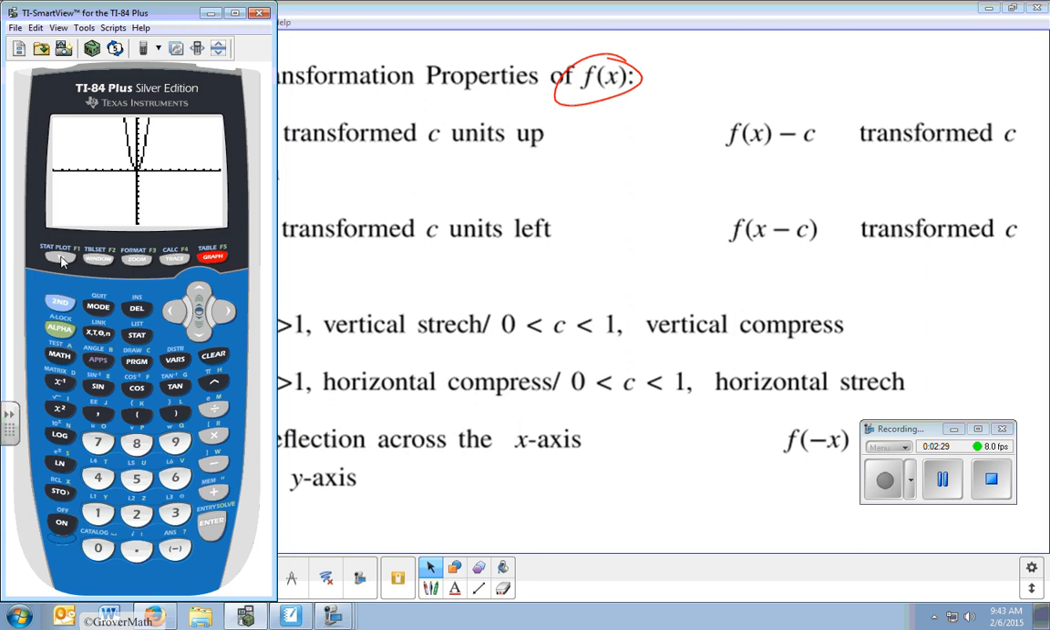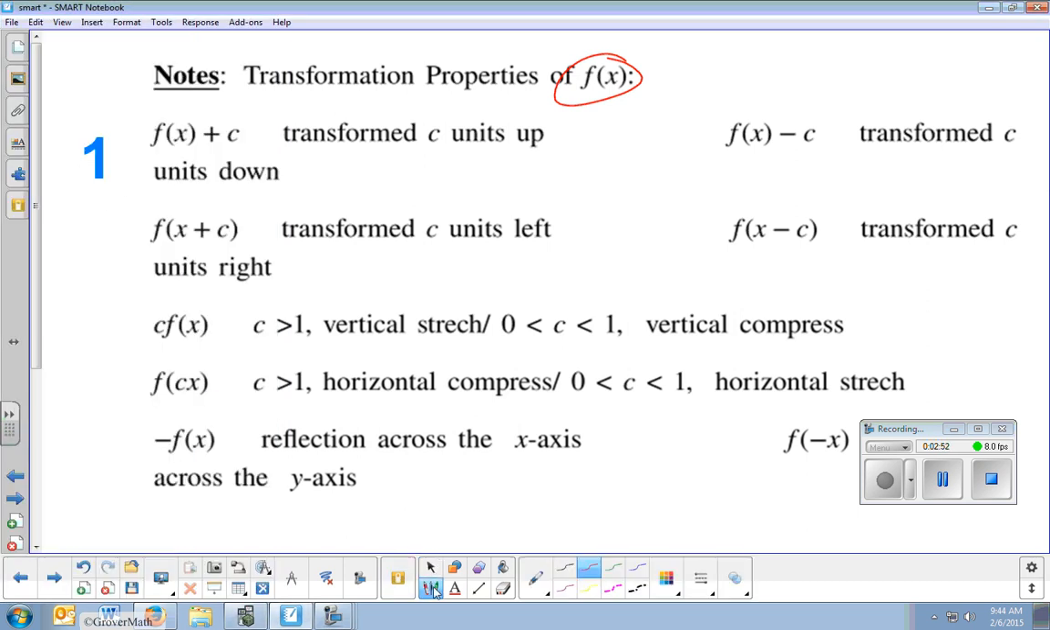What makes it flatter is not negating. Negating flips it over the axis. What makes it flatter is less than 1, but still positive. Let me just clear this out. If I were to do like 0.2x squared, so 0.2 is less than 1, but it's still positive, that's what's going to make it a wider graph.